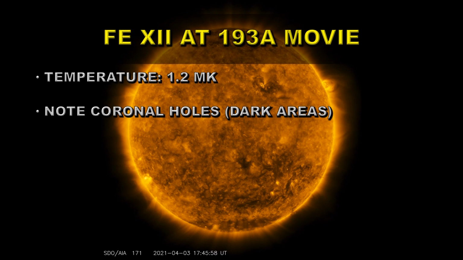Now we're going to go higher in temperature again, and thus higher in the corona. We're now at about 1.2 million degrees Kelvin, and this is looking at an iron 12 line at 193 angstroms. Note the dark areas near the poles, those are coronal holes.